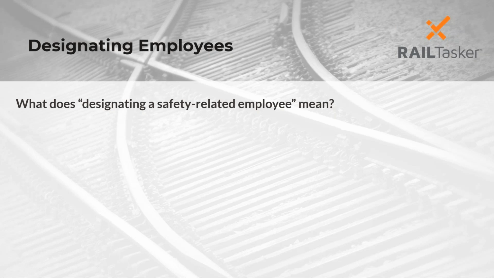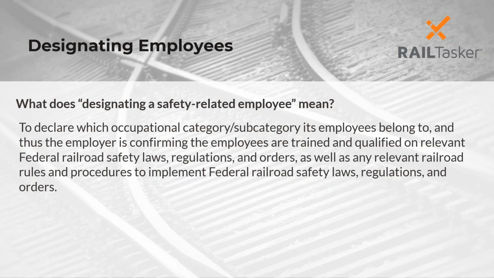Designating employees, this was early on in the regulation called grandfathering in, which was the language we also used for 242 with the conductor certification. But according to FRA, designating a safety-related employee is when the employer, meaning the organization, the railroad, or the contractor, declares which occupational categories its employees belong to. That's just to keep in mind.